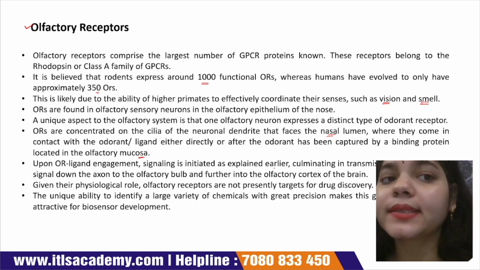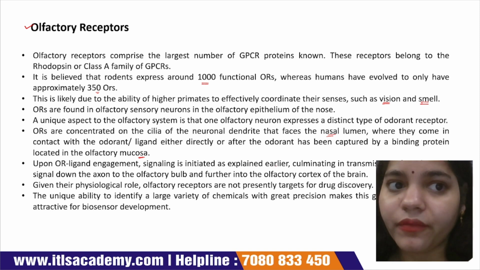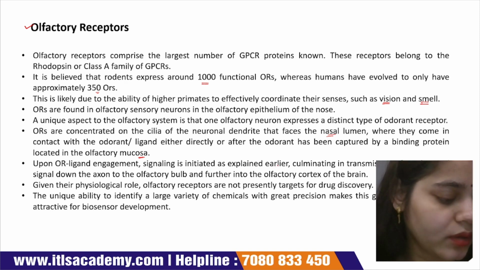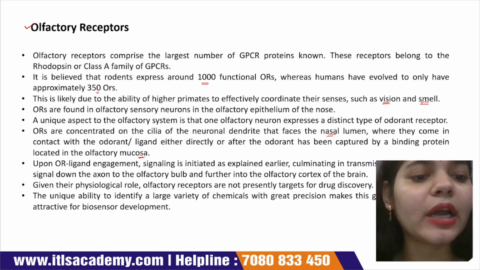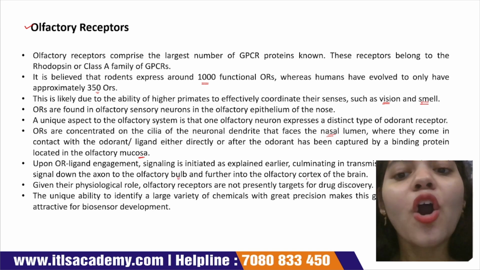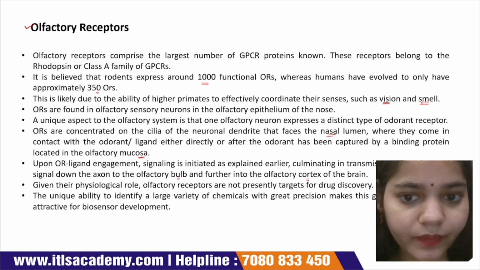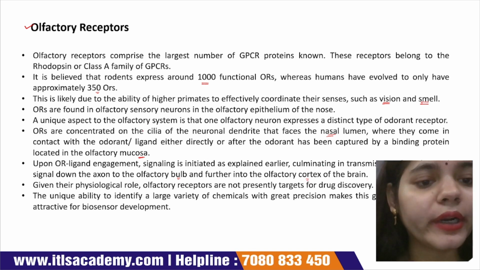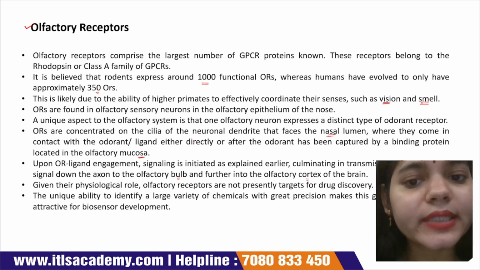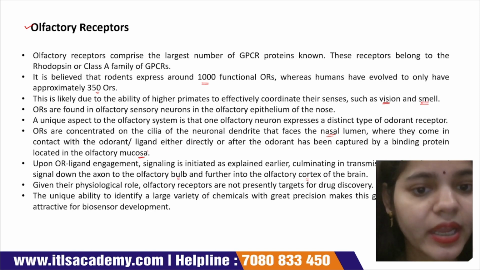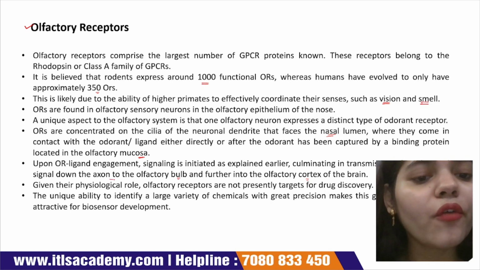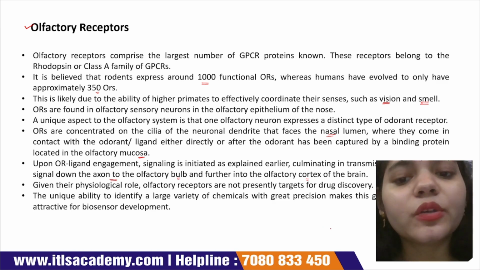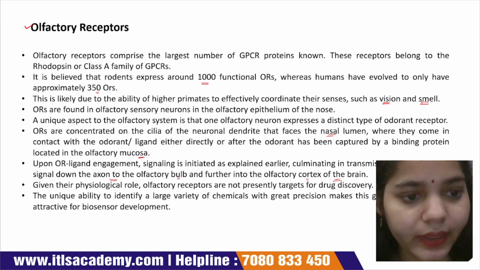We already discussed the signaling of the olfactory receptor in our previous slide, culminating in transmission of the electric signal down the axon to the olfactory bulb and further into the olfactory cortex of the brain. Whenever the odorant binds to the receptor, signaling is started, and this signal is transmitted to the axon of the olfactory bulb and then transferred to the olfactory cortex of the brain.